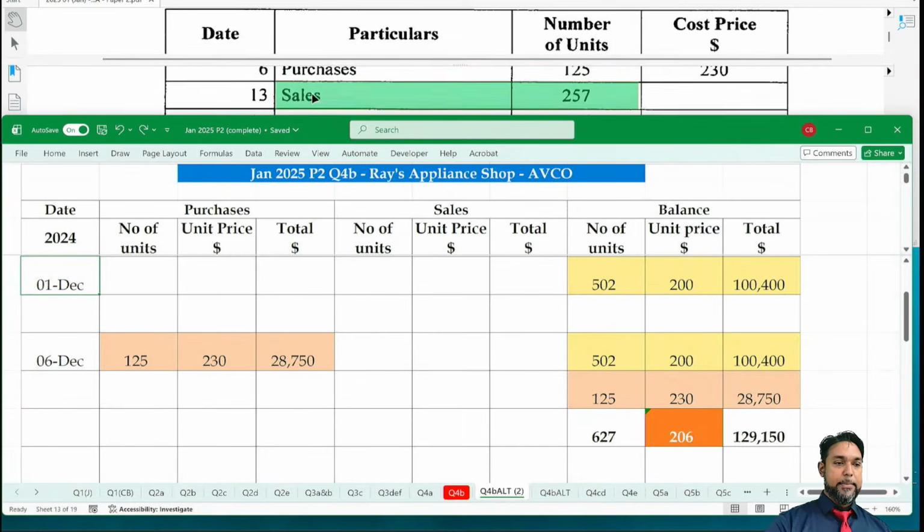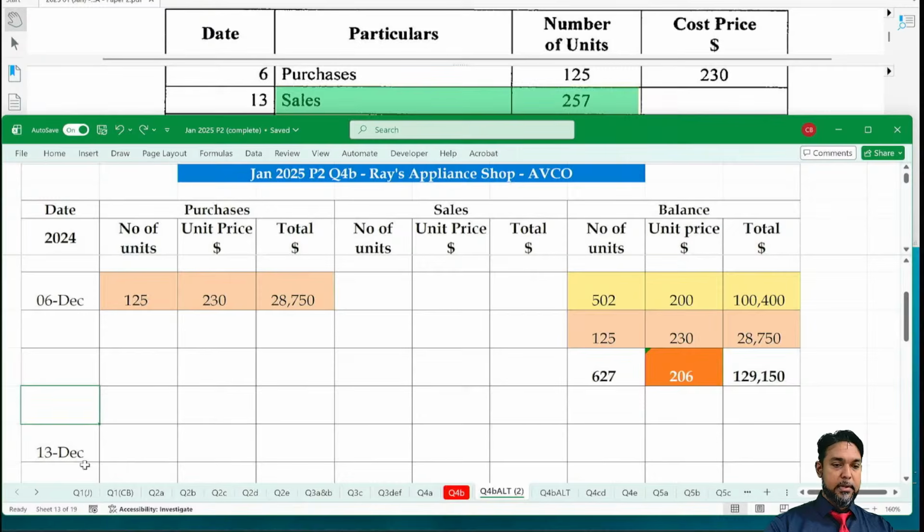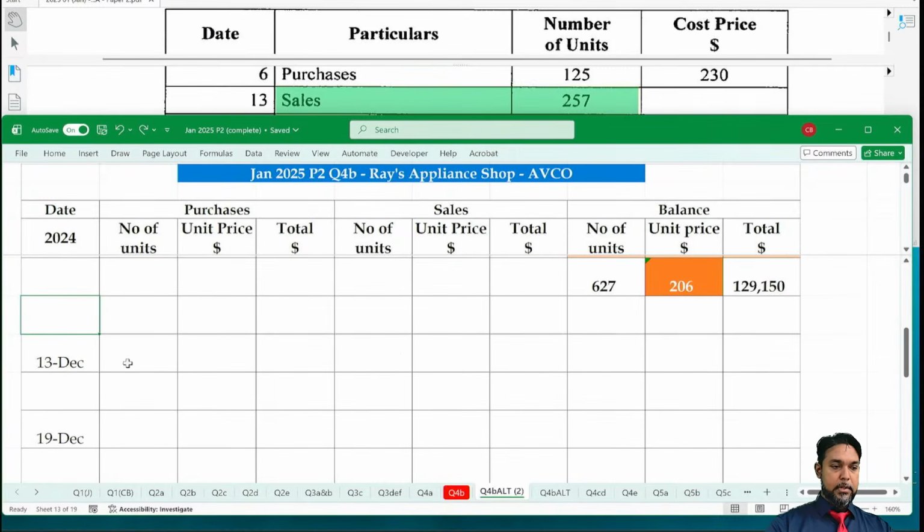So the next thing that happens is we have a sale of 257 units on the 13th. They didn't give us the cost price, so we use the weighted average cost of 206. The total value of goods going out is the product of the number of units by the weighted average cost, which is 52,942.